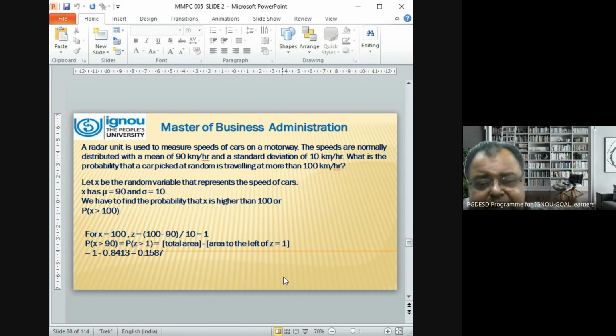What you are supposed to calculate is probability X greater than 100, correct? Your X is 100, and your basic formula is Z is equal to score minus mu upon sigma. 100 minus 90 divided by 10 is 1. Okay?